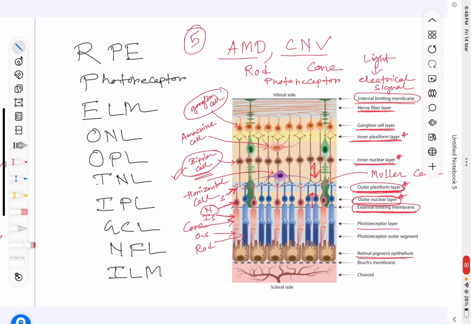We have discussed four types of cells here: photoreceptor cells, bipolar cell, ganglion cell, and Muller cell. Other than this, we have two more cells: one is the horizontal cell, the other is the amacrine cell. The horizontal cell is present on the outer side, and the amacrine cell is present on the inner side. Within the inner nuclear layer, we have the nuclei of all these types of cells: the bipolar cell nucleus, amacrine cell nucleus, horizontal cell nucleus, and the Muller cell nucleus. All their nuclei are present in this layer, the inner nuclear layer.